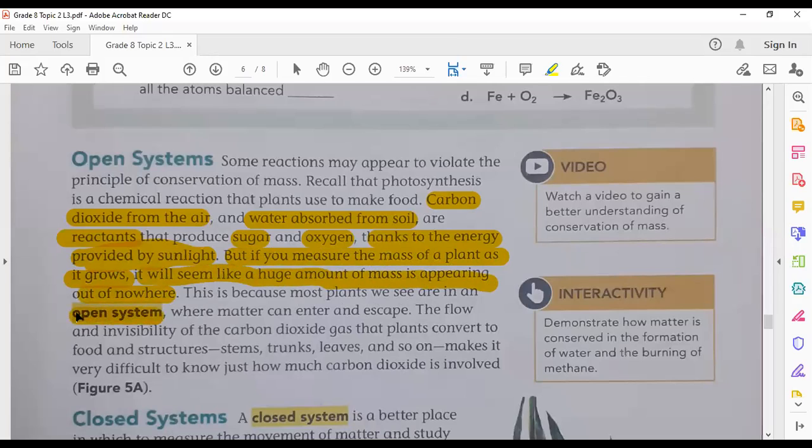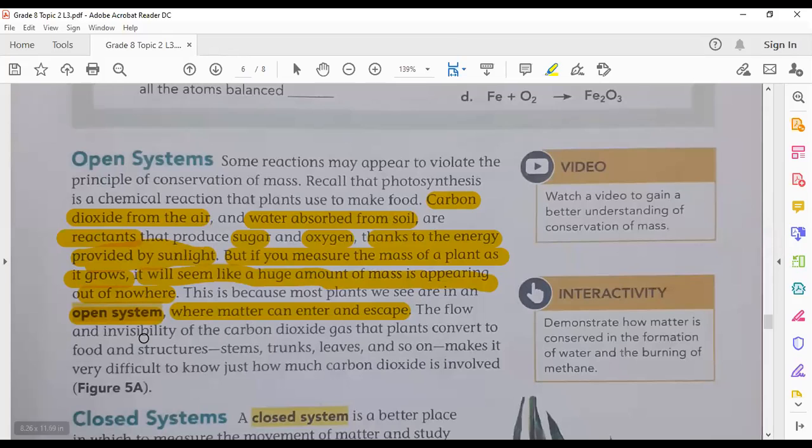So what is the definition of an open system? It is a system in which matter can enter and escape. For example, this classroom is an open system because matter can enter and escape. Gas can escape from the window, or from the door. So in an open system, the matter can enter and escape.